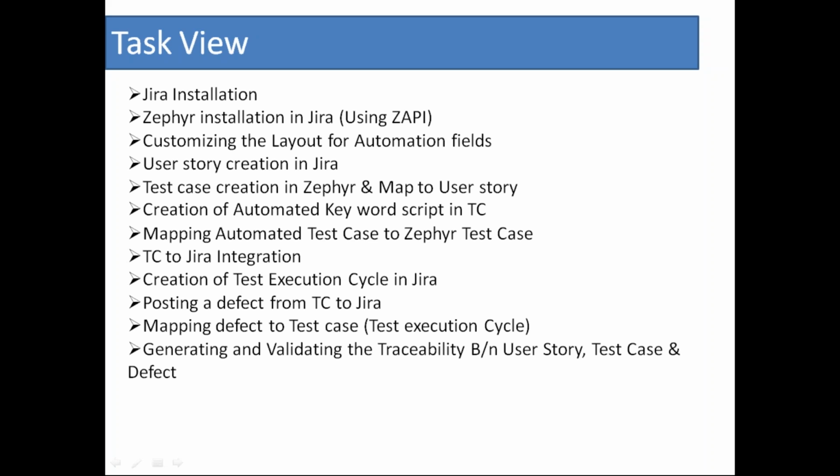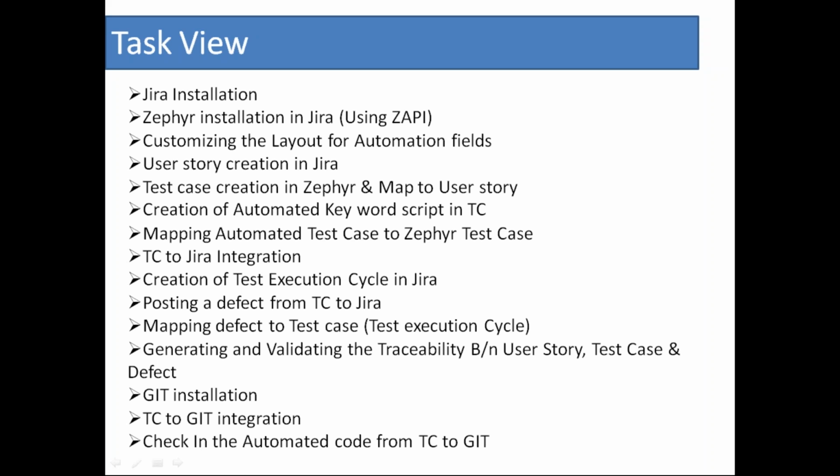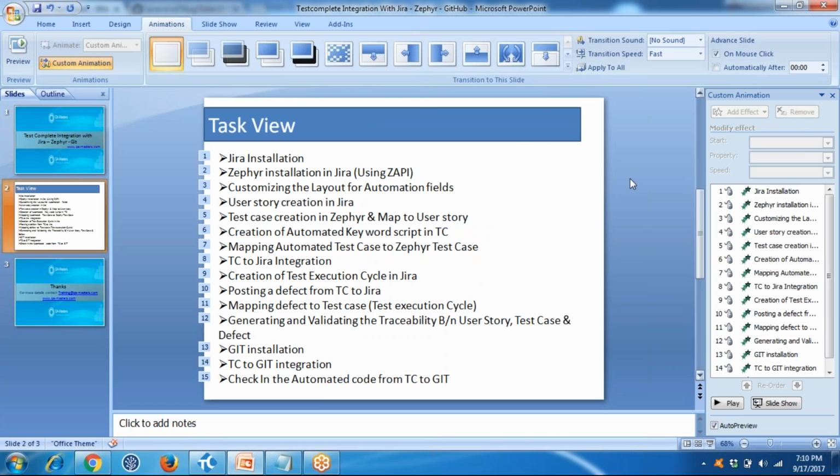Generated and validated the traceability between user story, test case and the defect. Git is installed and integrated with TestComplete. Once it is done, we have checked in the automated code from TestComplete to Git. Okay, let's move on. Let's see one by one.